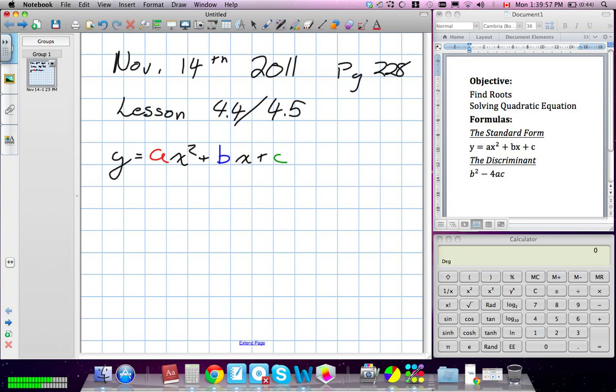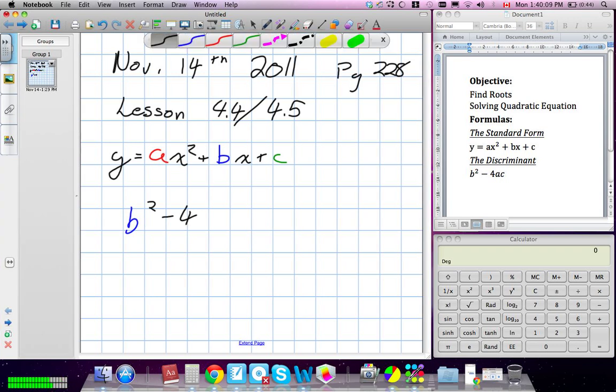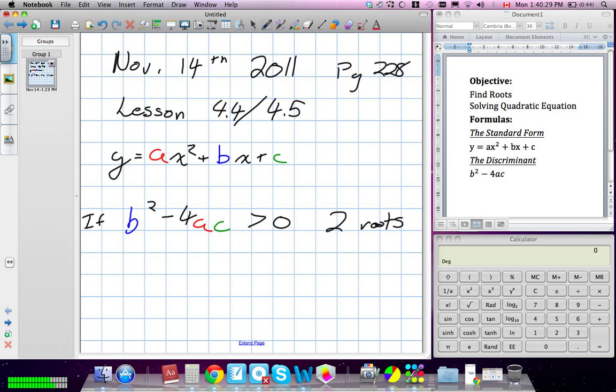The formula for the discriminant is b squared minus 4 times a times c. Okay? And now I'm going to give you a couple rules to this. So if b squared minus 4ac is greater than 0, then we have two roots. In other words, there's two x-intercepts. Okay? We'll put that on top. Number of x-intercepts.